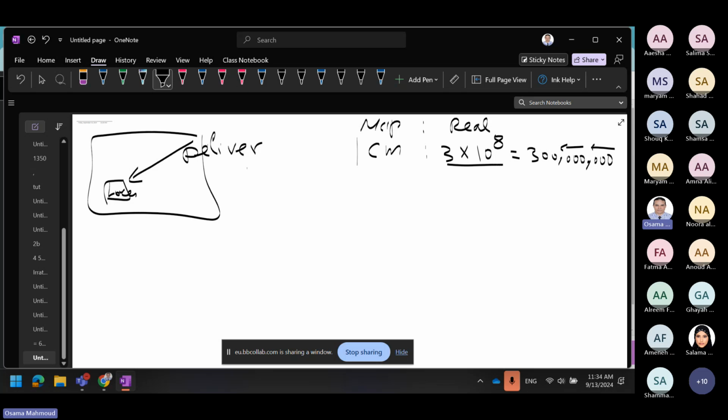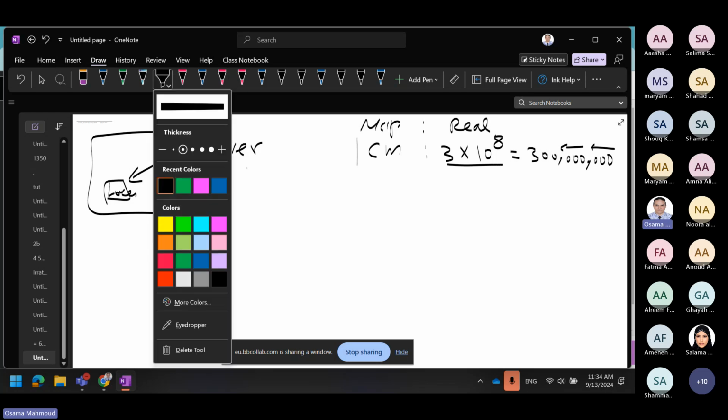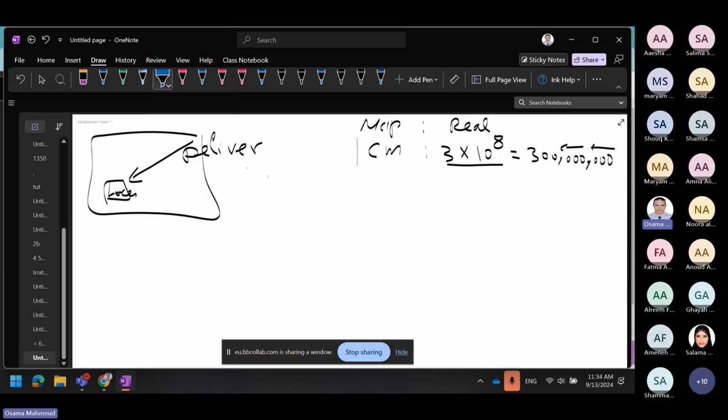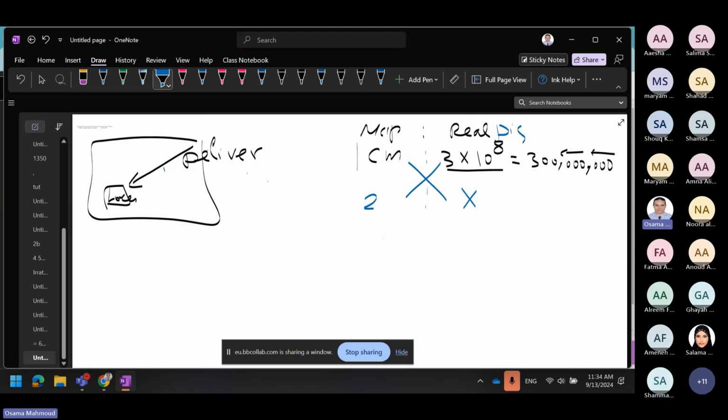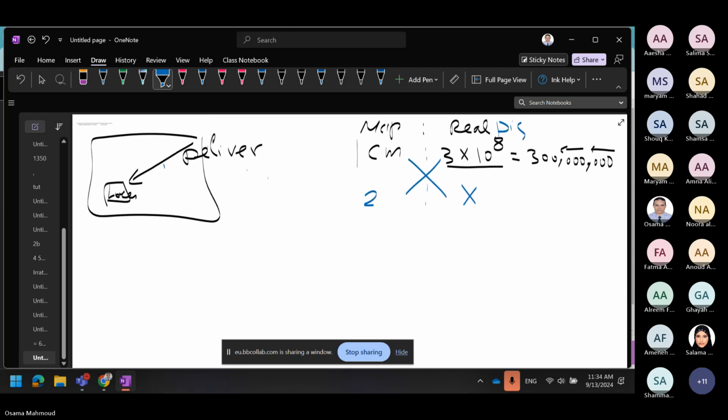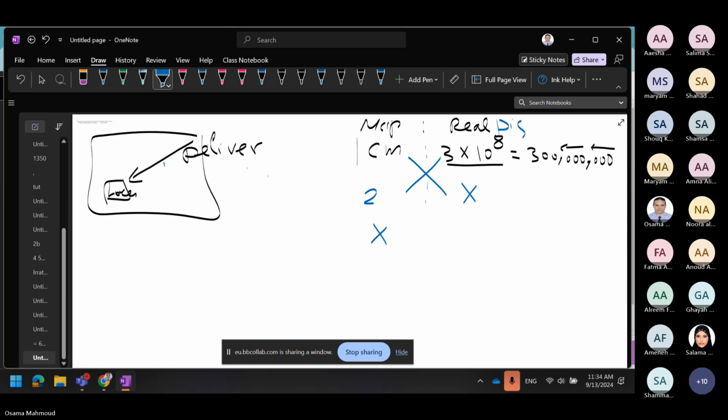Now, if you know the real distance, or you check your map and find he's 2 centimeters away on the map, or 3 centimeters, whatever, say 2 centimeters on the map. Can you find the real distance? Yes, I just use this one to find x, which will equal 3 times 10 to the power 8 divided by 2. So it will be 1.5 times 10 to the power 8 centimeters.